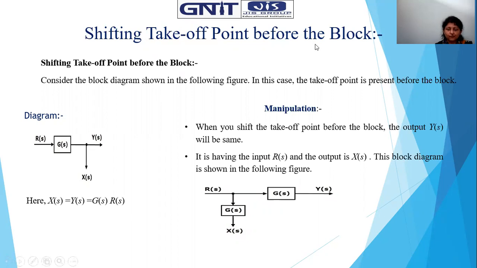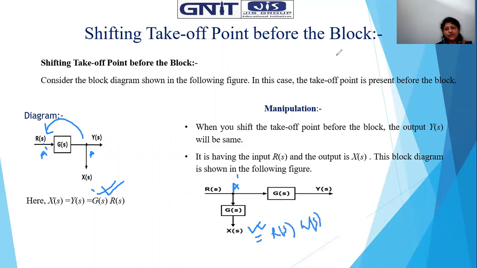Similarly, shifting the takeoff point before the block. So what is the problem now? This point A, the takeoff point, is moving towards A dash, before the block. How can you do it? What will X(s) be? Here X(s) equals Y(s), and that is G(s)R(s). So you have to accomplish G(s)R(s). While it is moving towards the left to the dash point, R(s) is coming in, but you need G(s). So just plain and simple, multiply with G(s). So X(s) is basically G(s). Very simple.